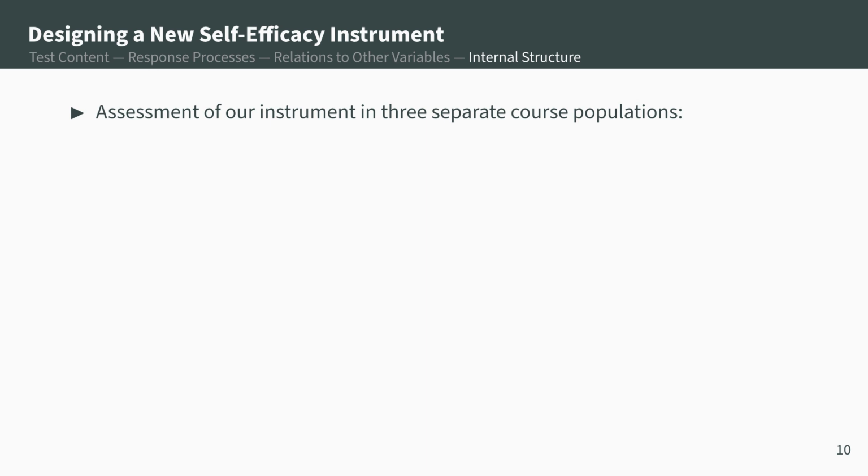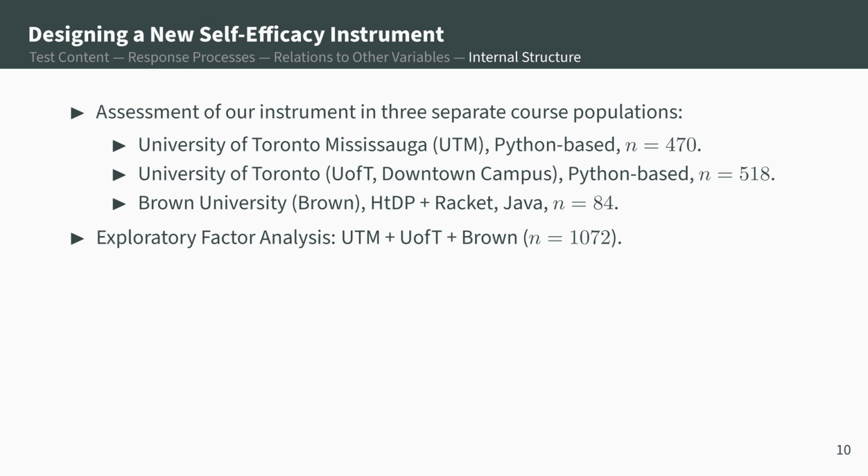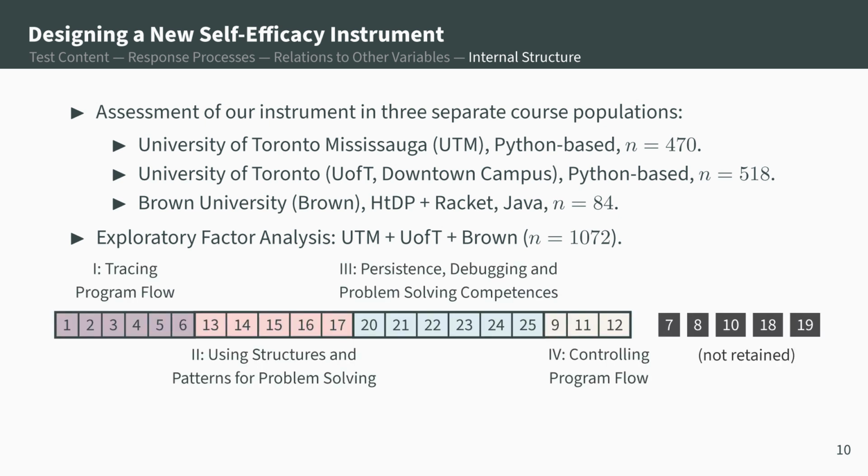To see how our instrument might factor in different contexts, we assessed it in 3 course populations. The courses in Toronto both were imperative object-led introductions to programming taught in Python, while the course in Brown was a Java-based follow-up to an HTDP-like functional programming course. We ran an exploratory factor analysis with a combined dataset from all 3 courses and obtained 4 factors: tracing program flow, using structures and patterns for problem solving, persistence, debugging and problem solving competences, and controlling program flow.